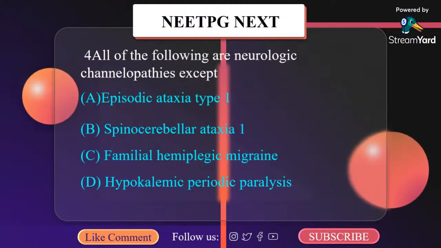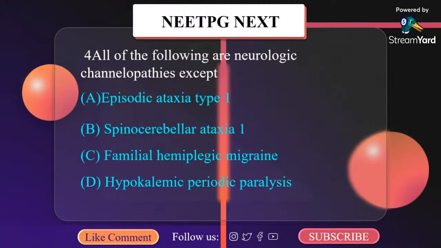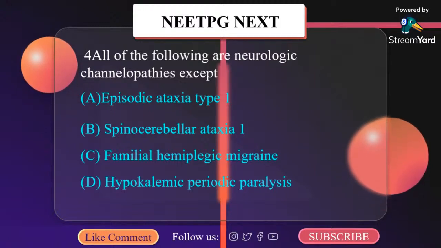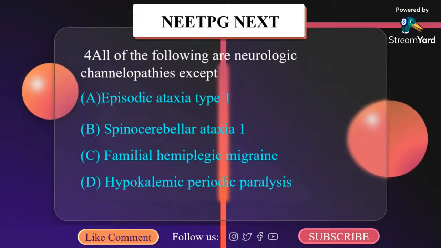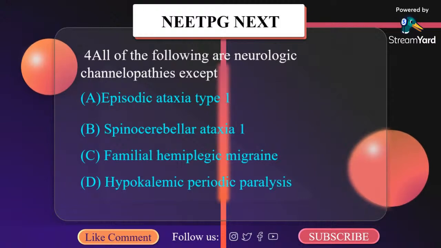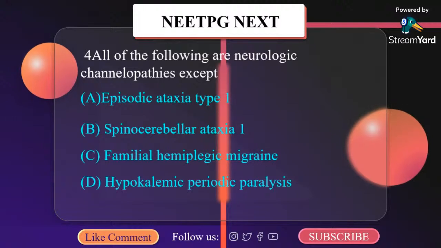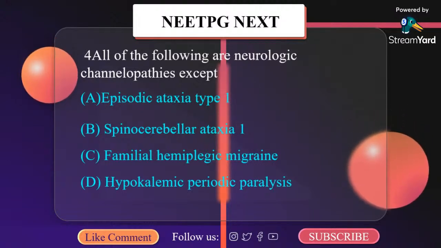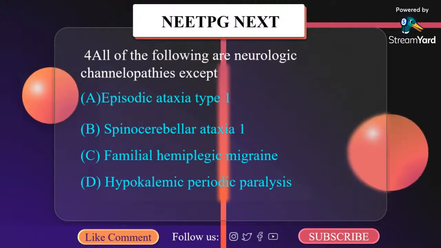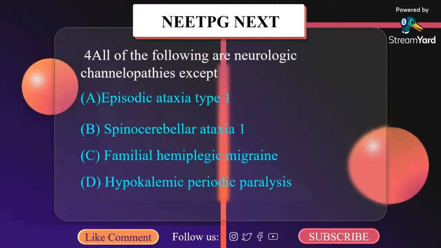What are channelopathies? Channelopathy refers to a wide variety of neurological diseases caused by dysfunction of ion channels in the excitable membranes. These are due to inherited mutations of genes encoding ion channels in muscle, neurons, and glia. Severe myoclonic epilepsy of infancy, episodic ataxia type 1 and 2, familial hemiplegic migraine, and spinocerebellar ataxia type 6 are examples of neurological channelopathy.